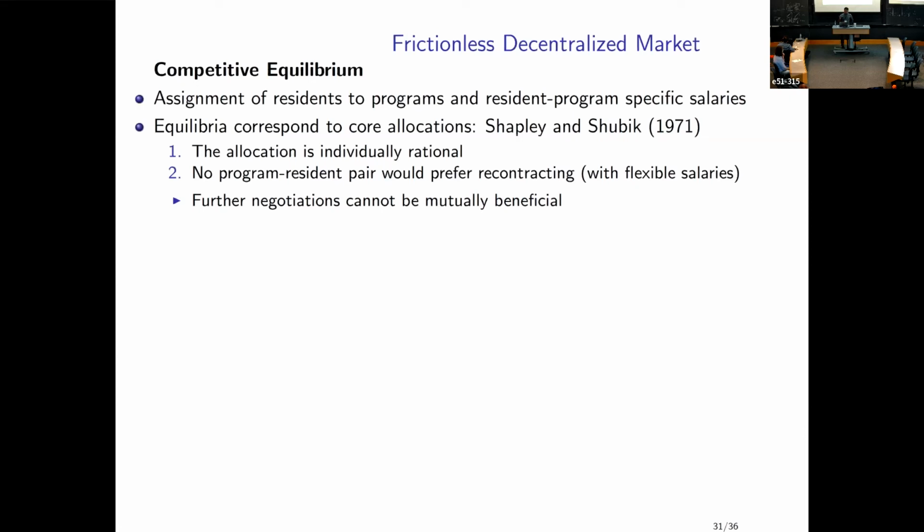So it's not just enough to simulate it in your head. You need to know some economic theory to try and map it to a particular equilibrium concept. That's how theory also plays a role. And it has these two properties. The allocation is individually rational, and no resident-program pair would prefer recontracting with each other at potentially negotiated salaries.